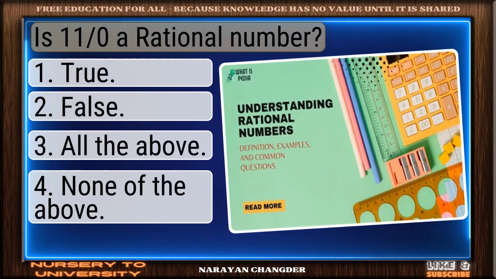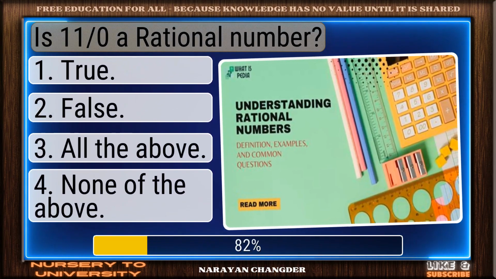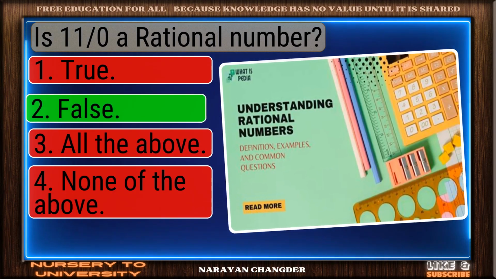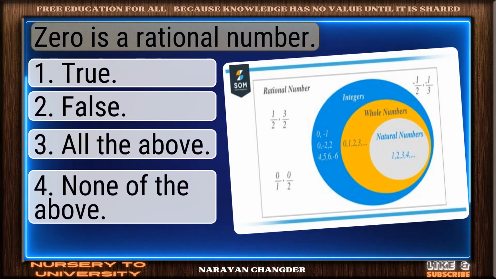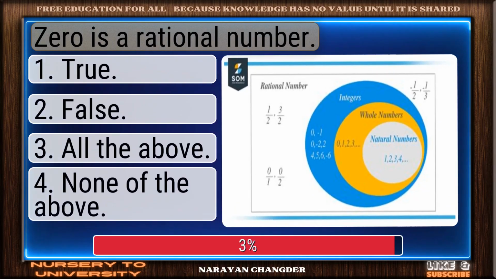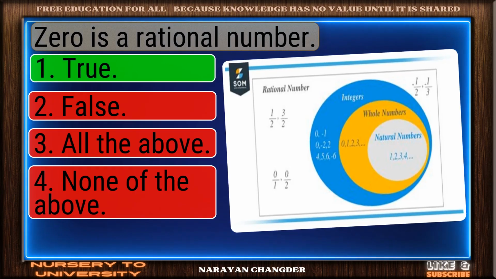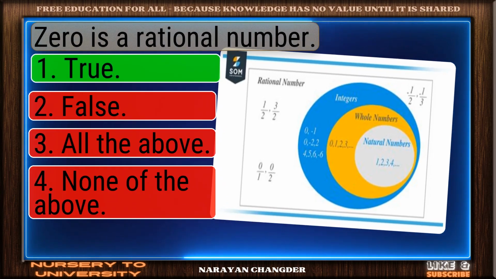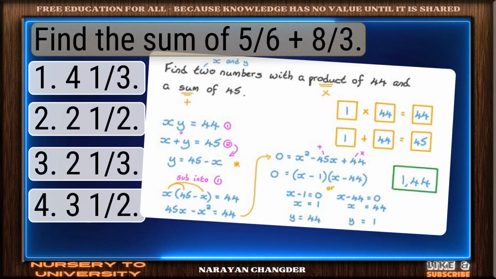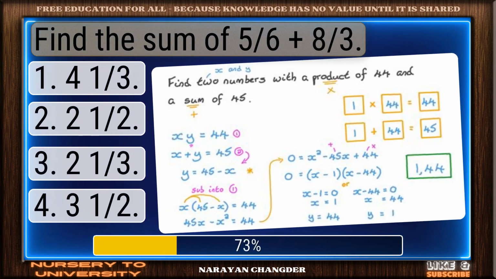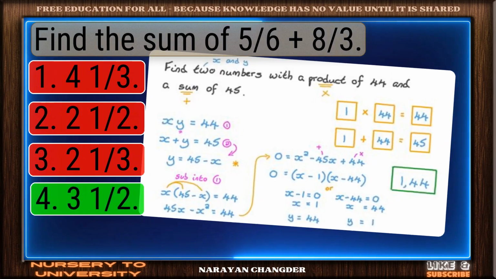Question number 164. Is $11 rational number? You're right. False is the correct answer. Question number 165. 0 is a rational number? Well reasoned. True is the correct choice. Question number 166. Find the sum of 5 to 6 plus 8 to 3. You got it? Your choice 3 to 2 is right.